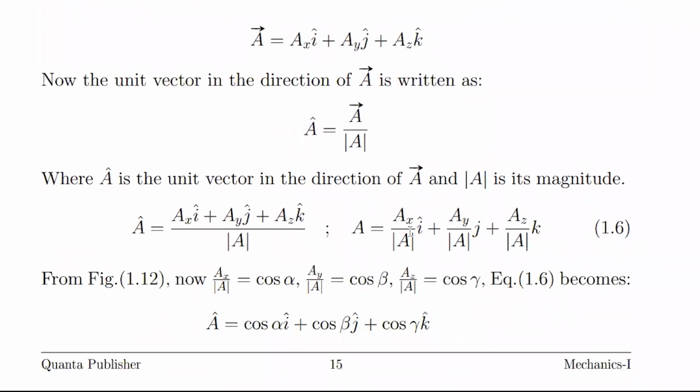AX over A, that is the base, and this one is the hypotenuse. So base over hypotenuse is equal to cos alpha. Similarly, the vertical component over vector A, the hypotenuse, is cos beta, and the ratio of the z component with the hypotenuse is called cos gamma. So you can write here this one is equal to AX over A, cos alpha, and this one is equal to cos beta, and this one is equal to cos gamma.